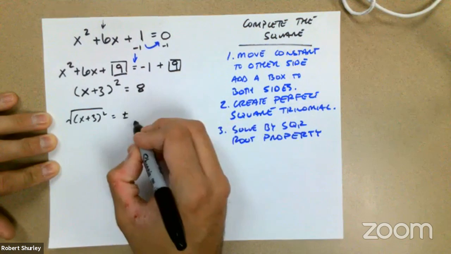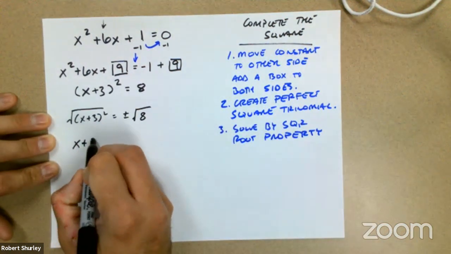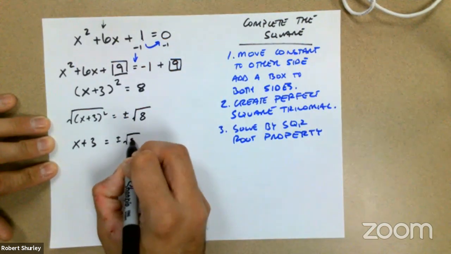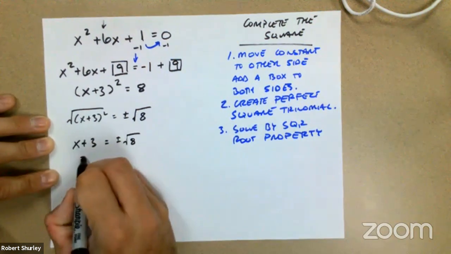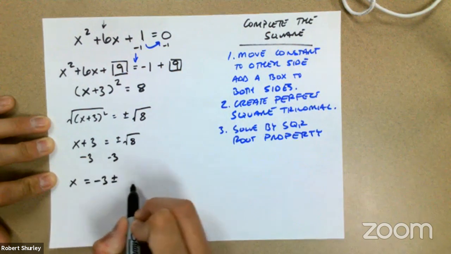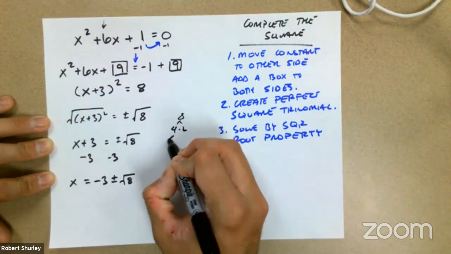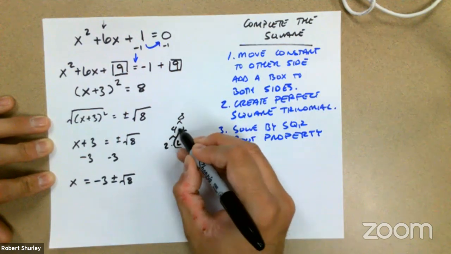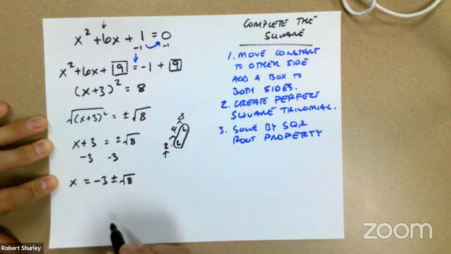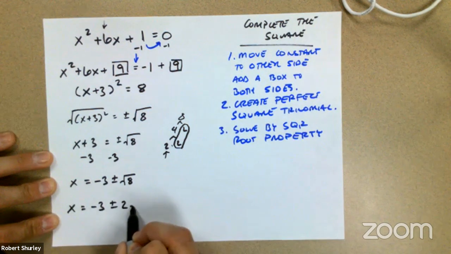Remember, do not forget the plus or minus. So we get x plus 3 over here. On the right, we get plus or minus the square root of 8. I'm going to have to simplify that. I'll do it after I move the 3 over. X equals -3 plus or minus the square root of 8. 8, that's like 4 times 2, 2 times 2, lots of 2's. I can take out 2 of the 2's, so one 2 has to stay under. So we get x equals -3 plus or minus 2 square root of 2.